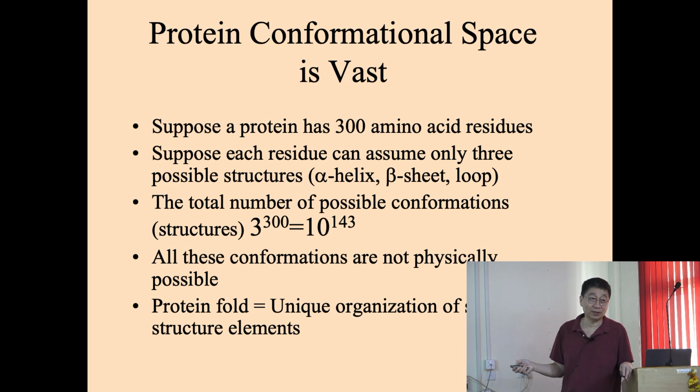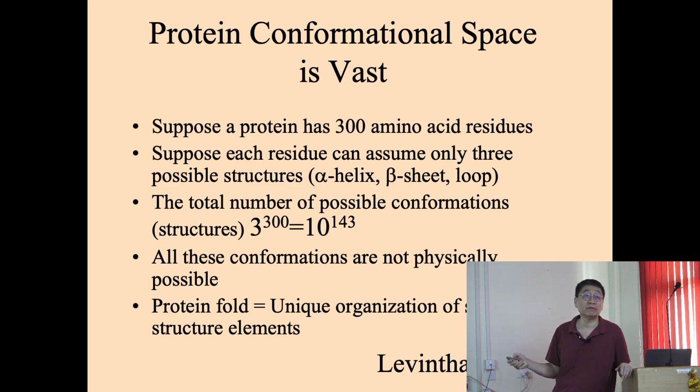So the question is, if a protein of 300 residues has so many different possible conformations, how does it ever find the correct conformation? That is called Levinthal's paradox. He was the first one to realize this problem. Of course, in reality, this is not a random search process. It's a directed process, how a protein folds, but that's beyond what we want to talk about.